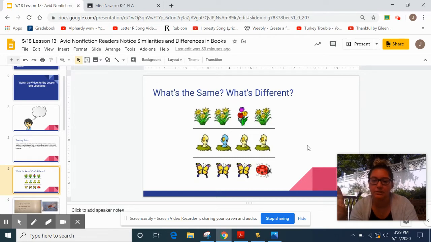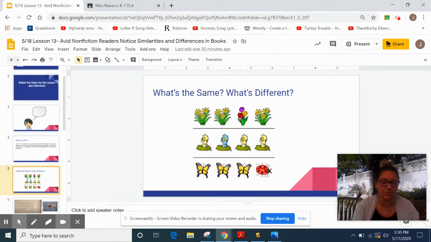Okay, I hope you pointed to 3 yellow birds. Now point to the one that is different. Did you point to that blue one? Now let's go to the last line. Point to the 3 insects that are the same or are similar. Did you point to the butterflies? Now point to the insect that's different. I bet you pointed to the ladybug.